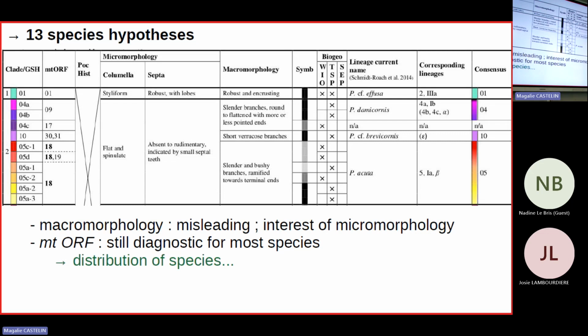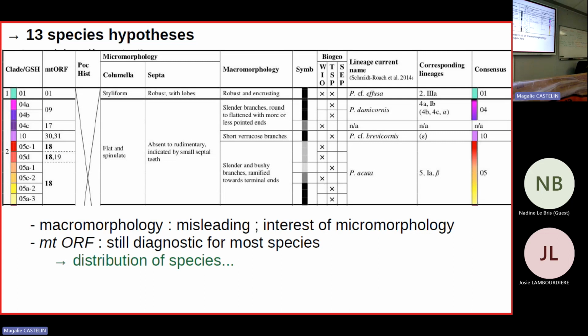And one main result is that in Pocillopora, but I think it was well known by different researchers, macromorphology can be misleading. But if we go into micromorphology to analyze the polyps, the skeleton of one polyp, and so on, there are some characters which are interesting. And this is very important because in his paper, Nicolas, okay, he did great molecular stuff, genomic analysis, but he also went to see the micromorphology of the colonies. And there are some characters which are interesting to look at when you analyze your samples.